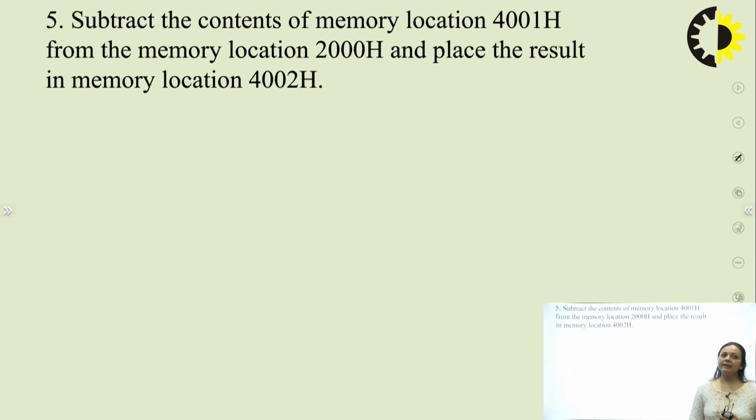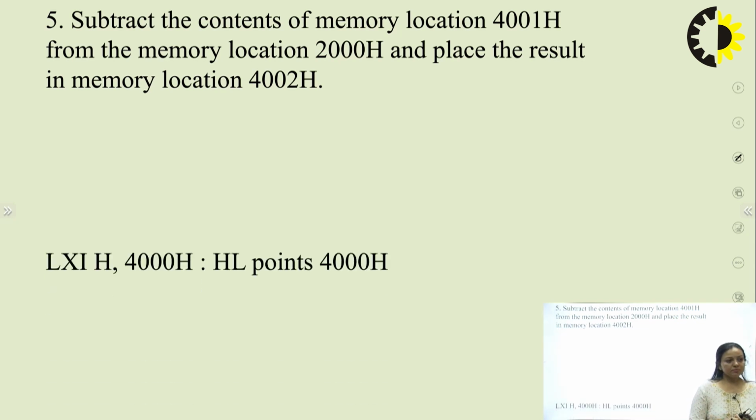Next is: you have to subtract the contents of location 4001 from 2000, and you have to place the result in another location. So same way, like in the last program I added the numbers, in this program I have to subtract the numbers. So the same concept will be used. First load the numbers, one number in the accumulator, the other number can be in a register or memory, then just subtract the numbers. So we'll see the program.